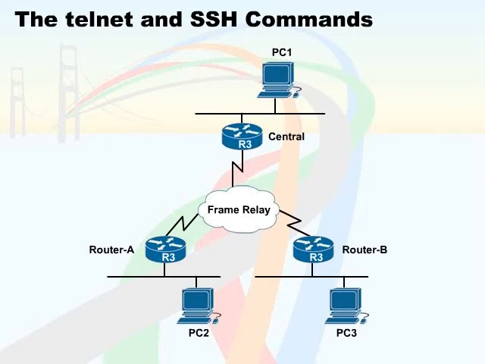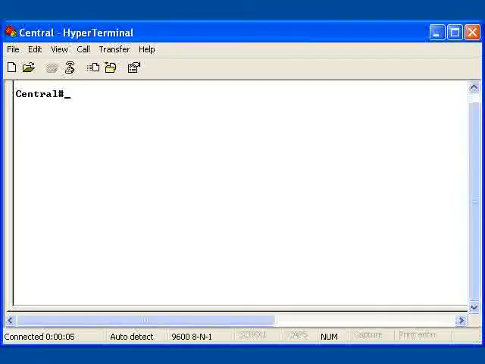After suspending the telnet session, the administrator telnets to router B and again suspends the connection. At the end of this process, the administrator is concurrently telnetted into all the three routers and can switch between the connections. Now look at the example that demonstrates telnet suspensions.